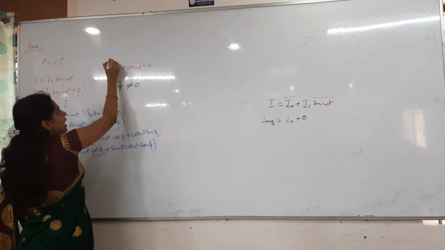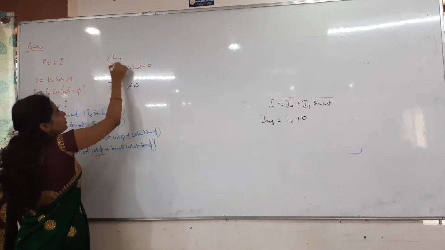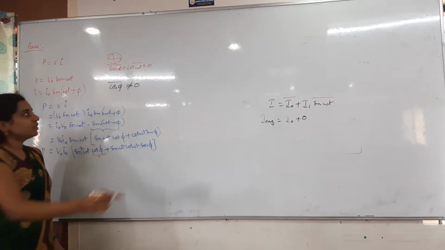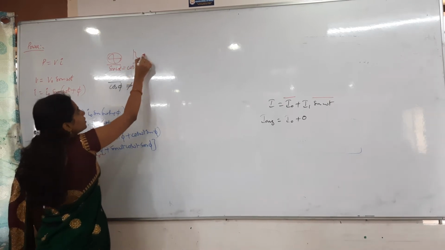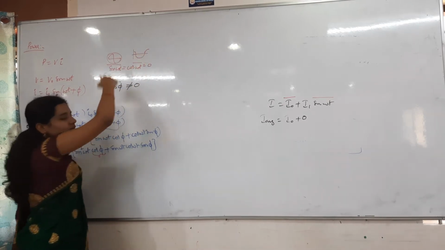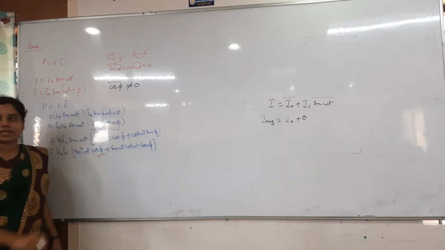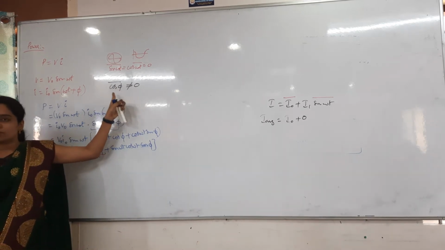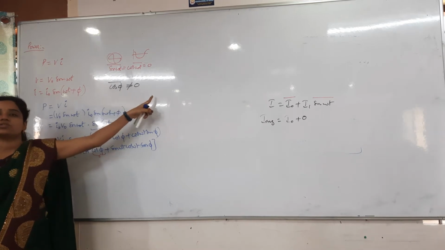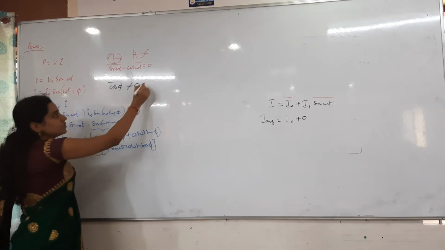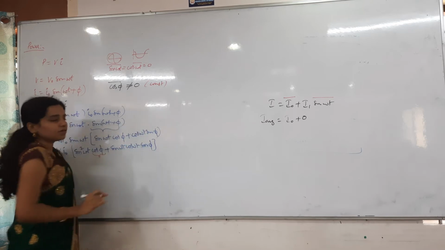The average value of sin omega t cos omega t becomes 0. Why? Because this will have a positive value and a negative value, and total together is equal to 0. This one also will have positive as well as negative values, and total again together is 0 only. But this is not depending on the time. That is just a constant. So the average value of a constant is not equal to 0. This is just a constant independent of time.